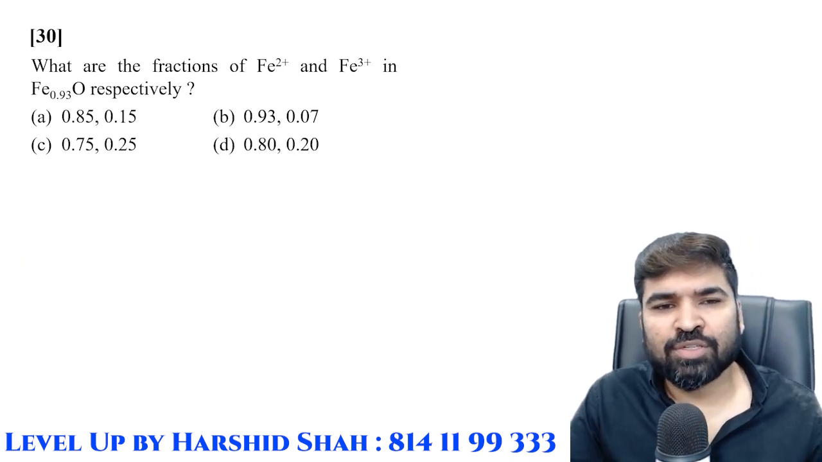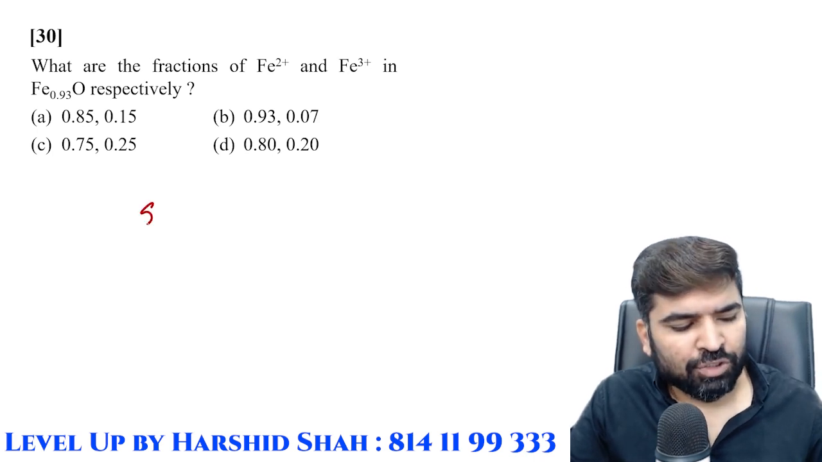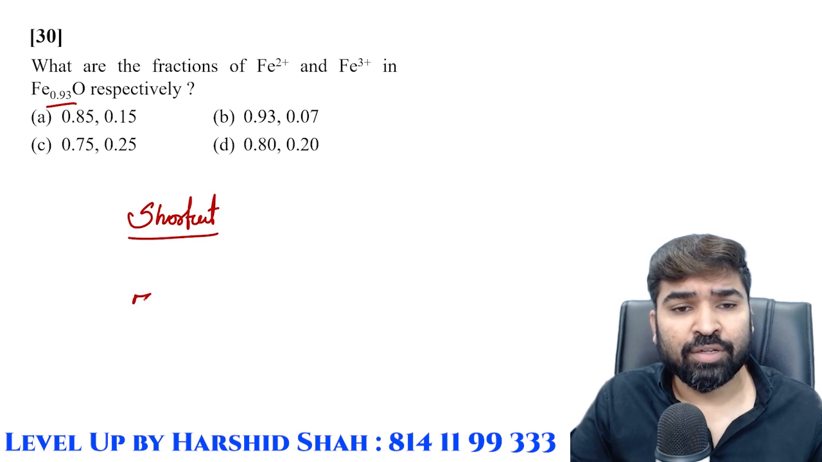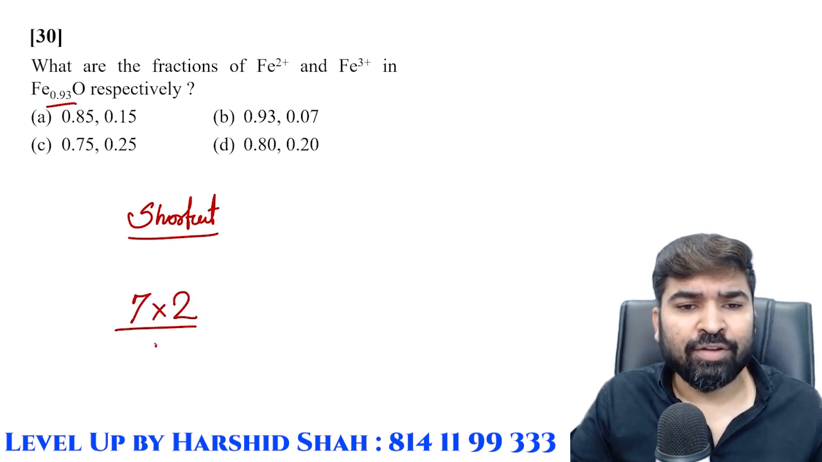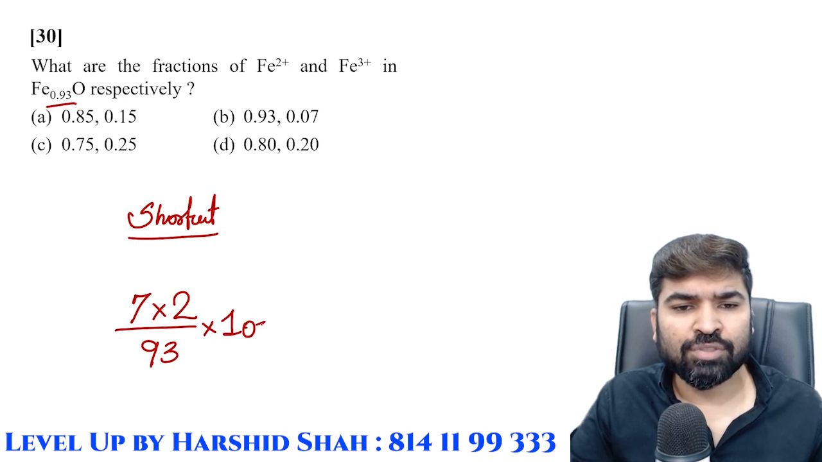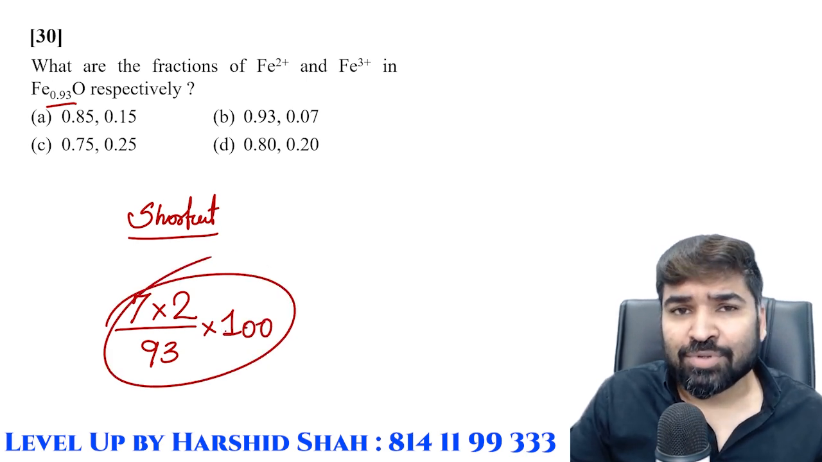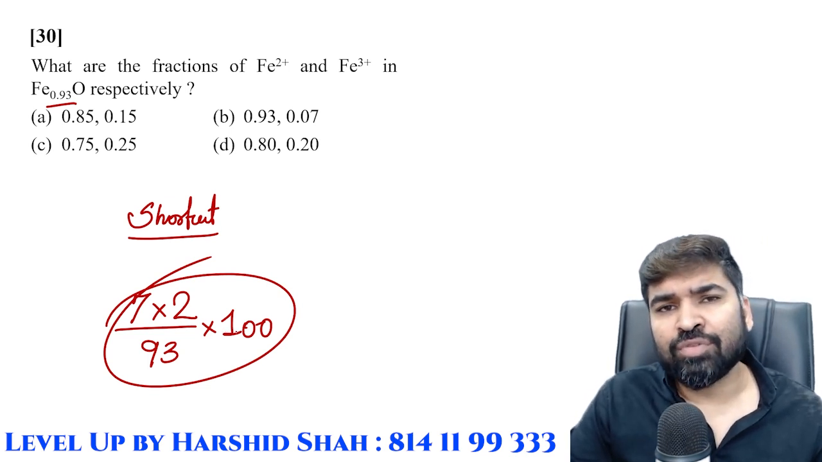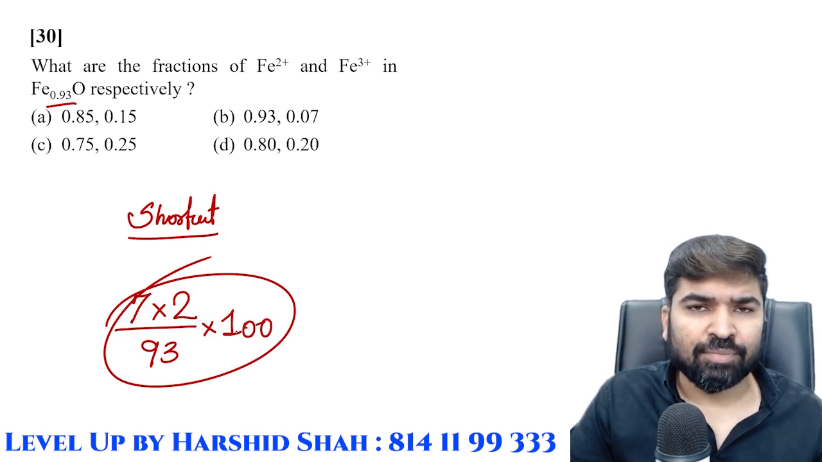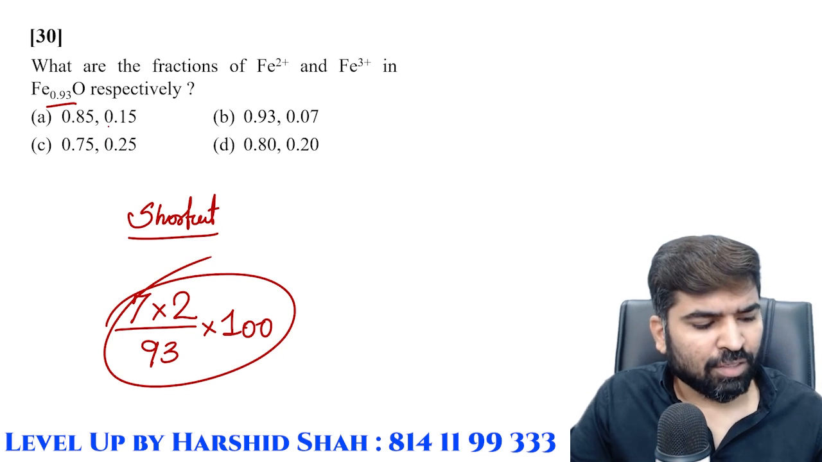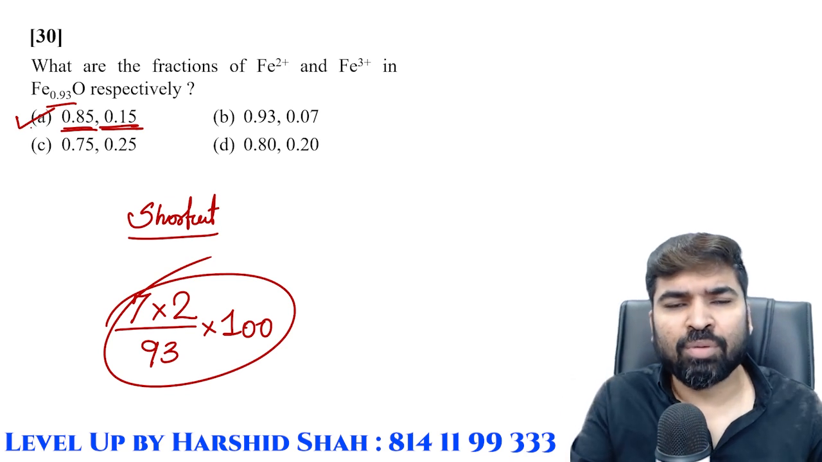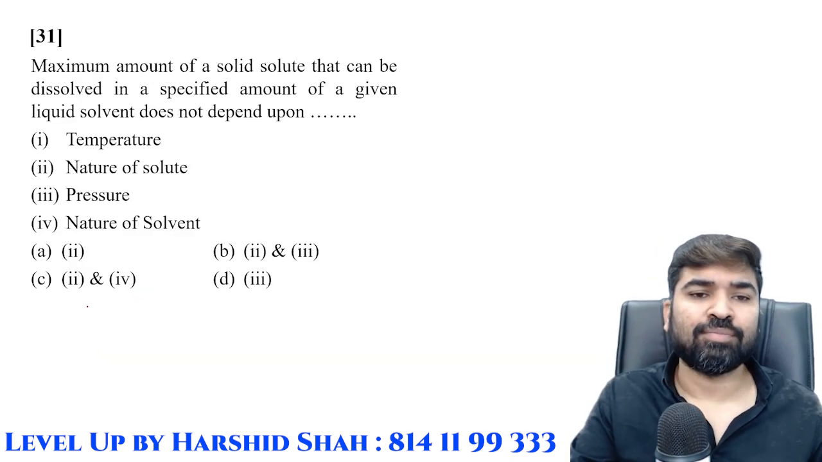What are the fractions of Fe2+ and Fe3+ in Fe0.93O? Very simple, we gave a shortcut. What is the shortcut? If it is written that Fe is 0.93, subtract that 93 from 100, you get 7. Multiply it with 2, 14, divide by 93, into 100, that is your percentage of Fe3+. Subtract that from 100, you get the percentage of Fe2+. So for the first one, obviously Fe3+, you're going to get 0.15, so around 15% will be the answer. And the other one will be 0.85 Fe2+. Keep in mind, here the option was easy, but they can shuffle the options.